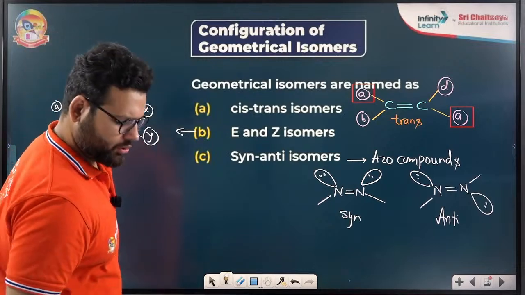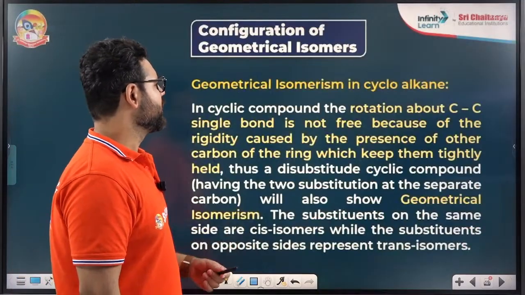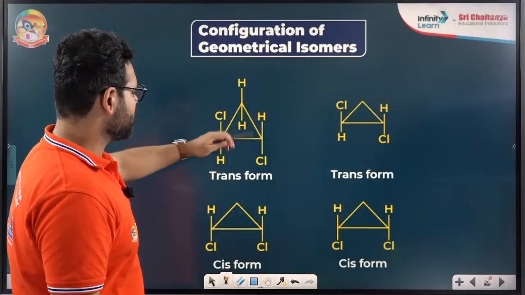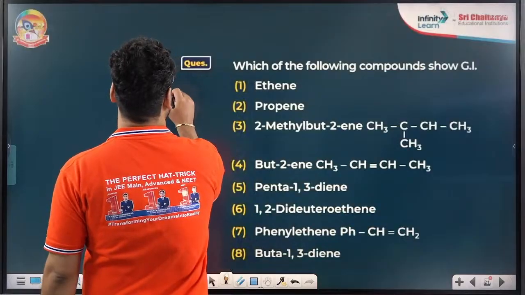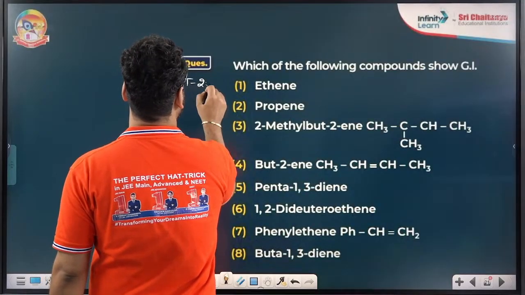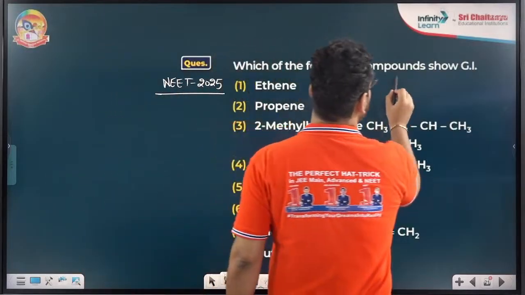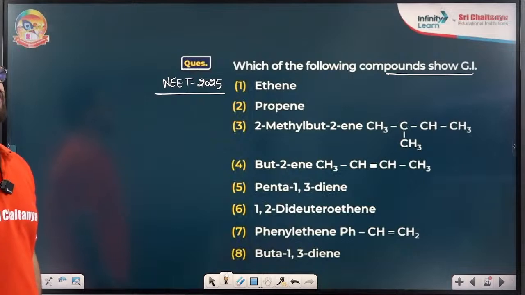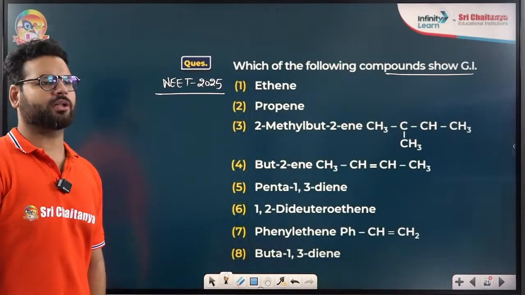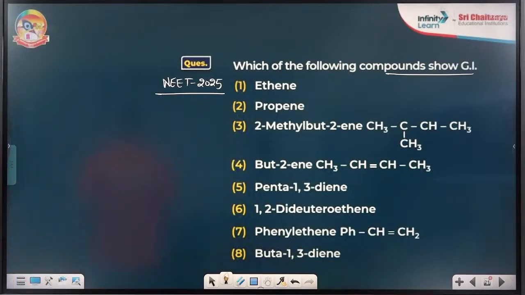Okay. So now a question to you. I've told you what cis-trans is already, and in cycloalkanes also I've told you all this part. This is your NEET type of question. NEET 2025 also has asked this same type of question. You need to tell me which of the following compounds will show GI. 1, 2, 3, 4, 5, 6, 7, 8, eight are written here. I'll give you 5 minutes to solve it. Draw all their structures and then tell me the answer. Who will show GI? Who will not show GI?